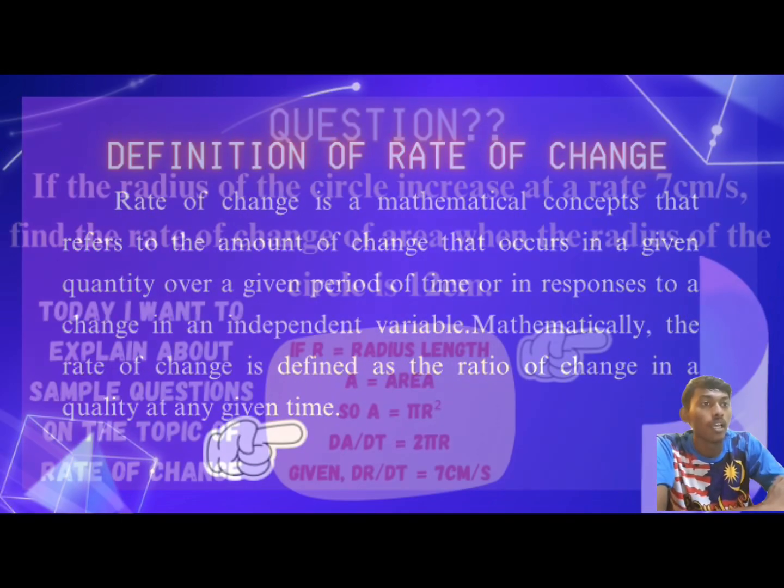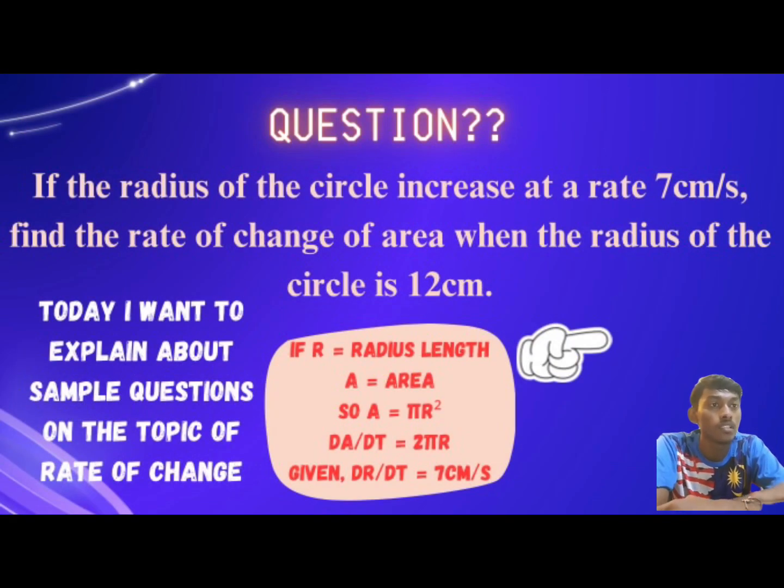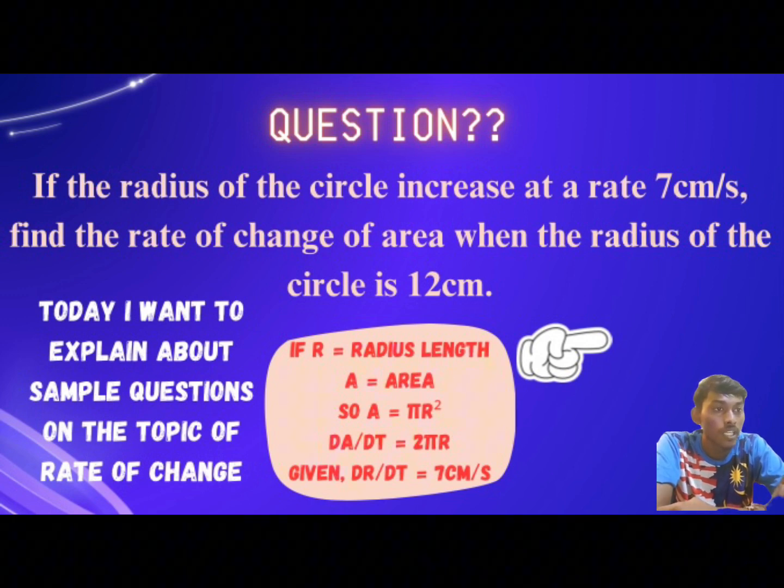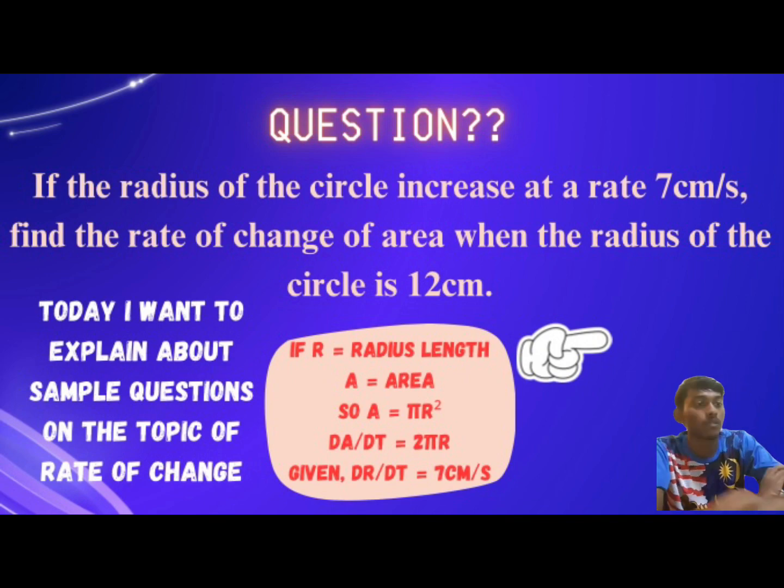Let me go to the example question. Here is one of the simple and good example questions. Question number 1. If the radius of the circle increases at a rate of 7 cm per second, find the rate of change of area when the radius of the circle is 12 cm. Let r equal the radius length and A equal the area, so A equals pi r squared and dA over dr is 2 pi r, given that dr over dt equals 7 cm per second.